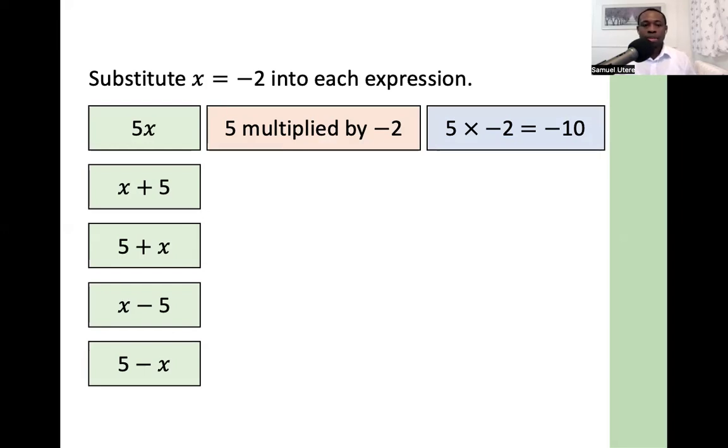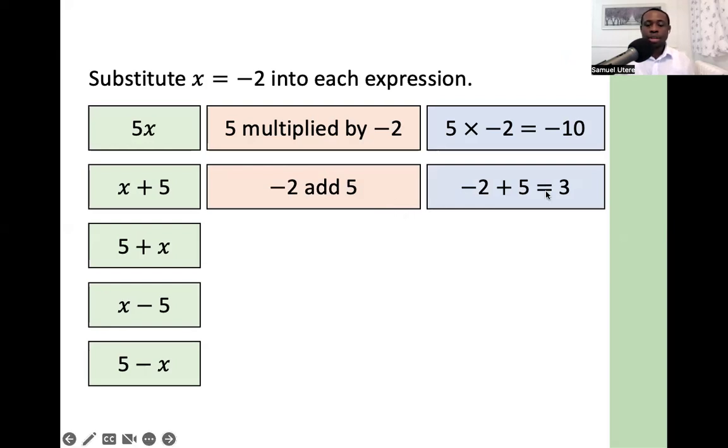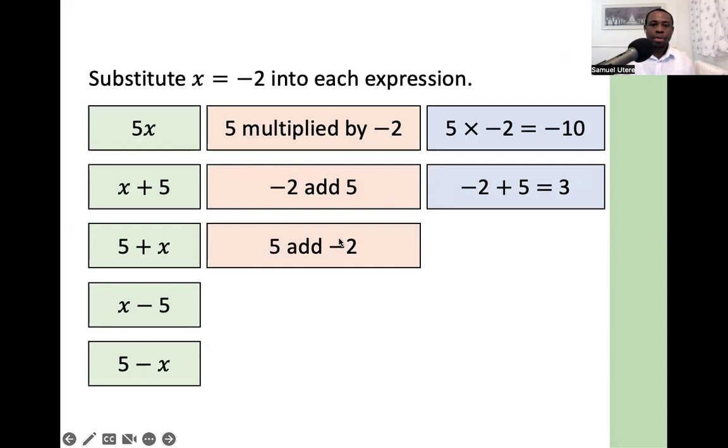So try the others. I'll give you 3 minutes to quickly do that. So pause the video and try the others. When you finish, you can review your work. Now, assuming you've paused the video and you've given it a try, here are the answers. So here we have x plus 5. So that will be negative 2 plus 5. So it's a bit like writing negative 2 plus 5. And that will be 3.